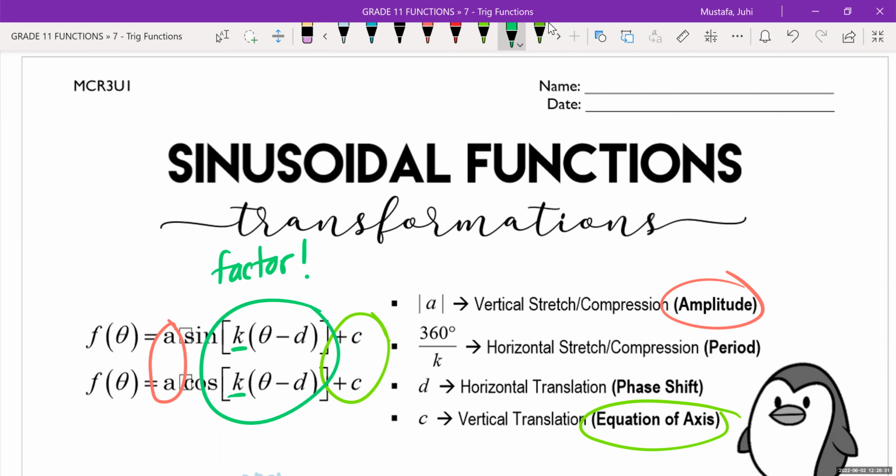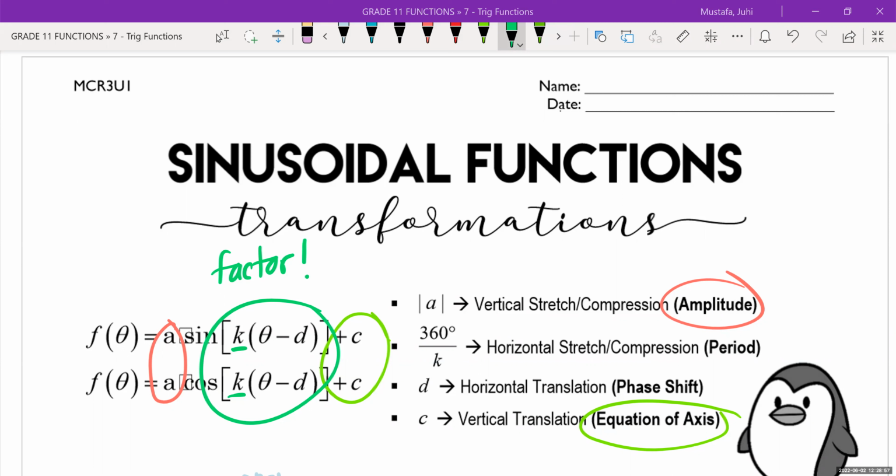And the way that it works is, sorry, it's not your phase shift, it's your horizontal stretch or compression. So usually a graph starts from 0 and goes to 360 degrees. But if you have a horizontal compression, it means the period is going to be a lot less. If you have a horizontal stretch, it means the period is going to be greater. So to figure that out, we're going to follow the little formula. Period is equal to 360 divided by K.